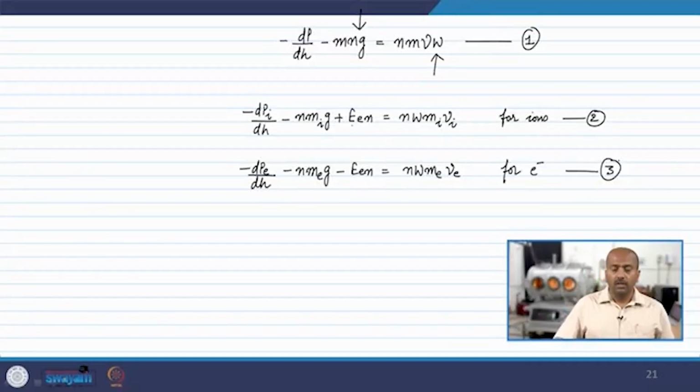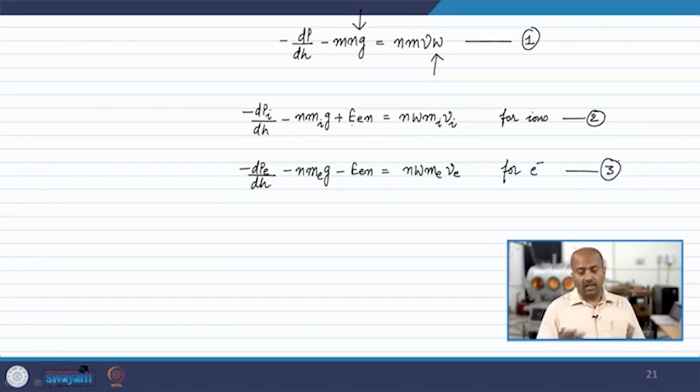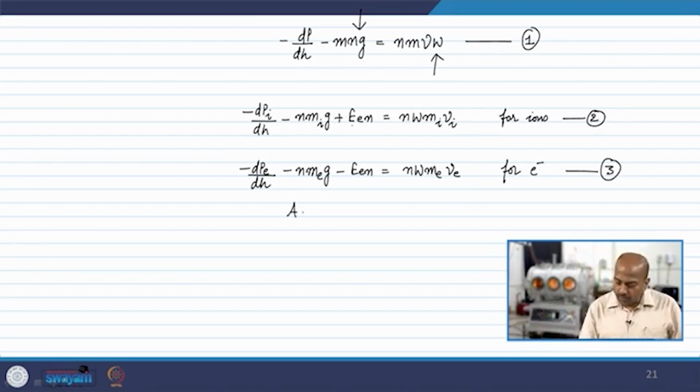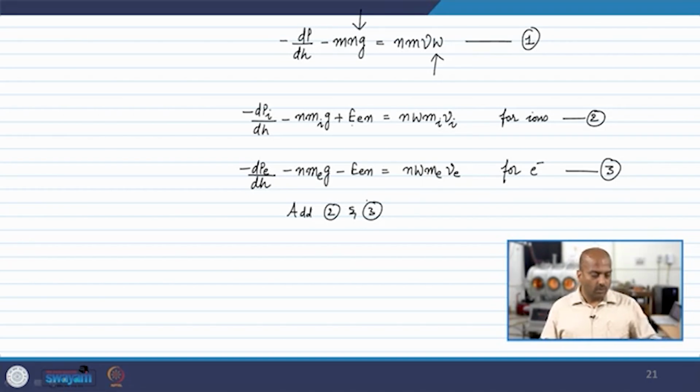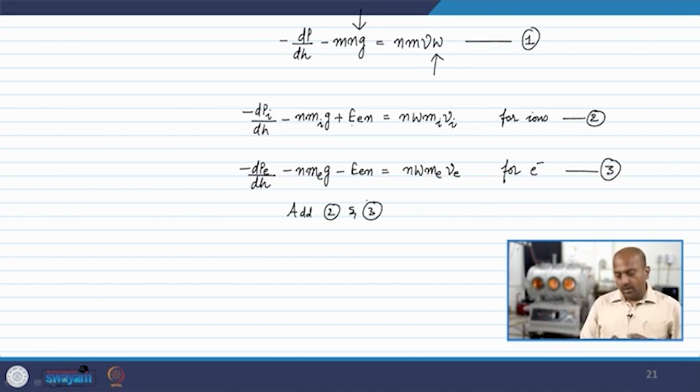In order to establish that thought, we have taken these mathematical equations. First, we have the simple equation of force balance, and since we are now adding an electric field, we have written two variations of that equation, right. Now, we are going to add equations 2 and 3 because we want to write down the equation for the entire plasma.